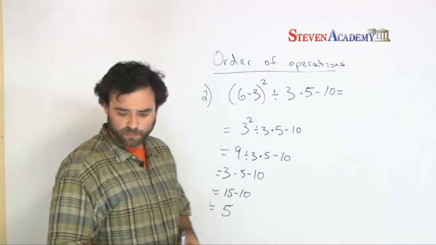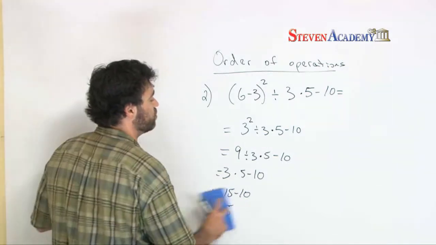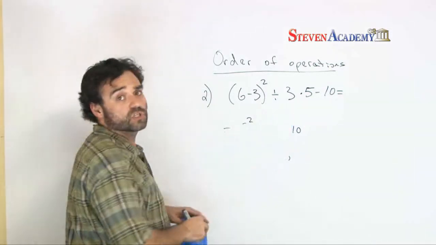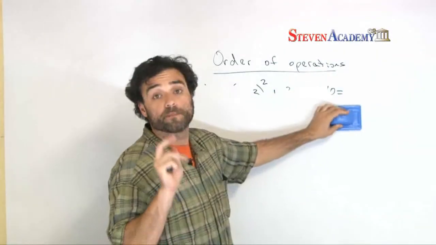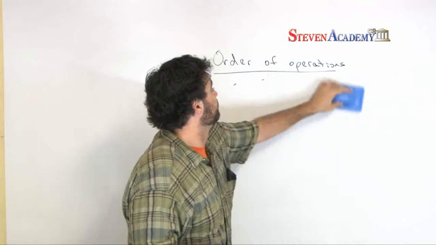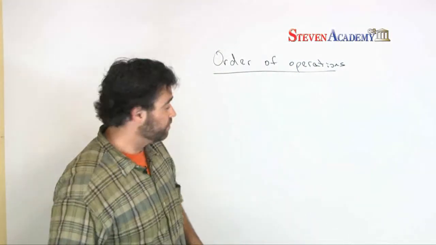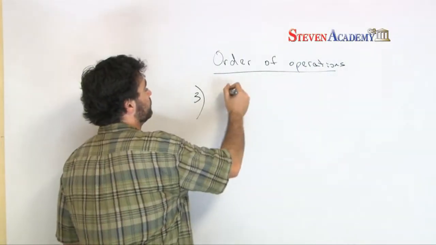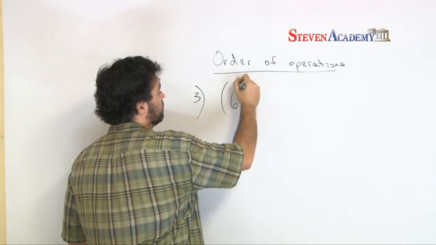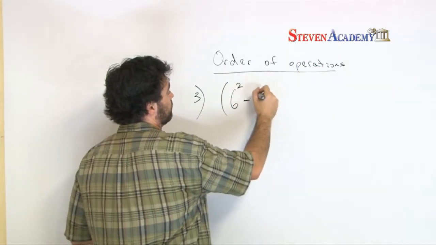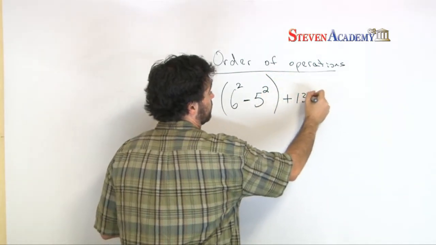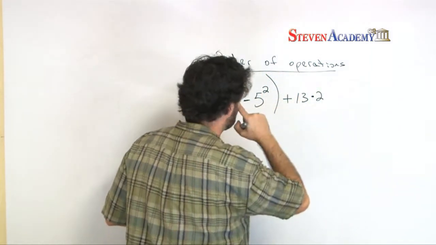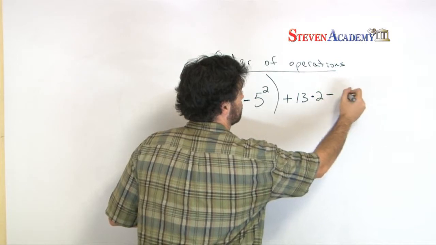Okay? Do a couple more of these just to get you guys into the mood, into the swing of things. And again, this is all pre-algebra, just some skills that we should be very comfortable with before we jump into the wonderful world of algebra. Okay, so number 3 says that (6 squared minus 5 squared) plus 13 times 2 minus 7.